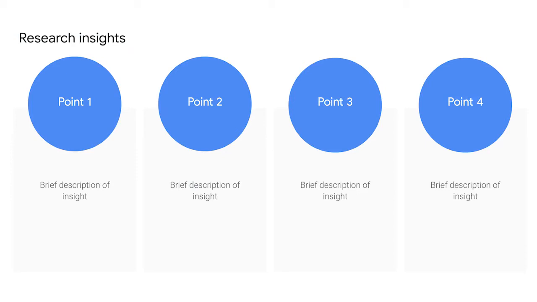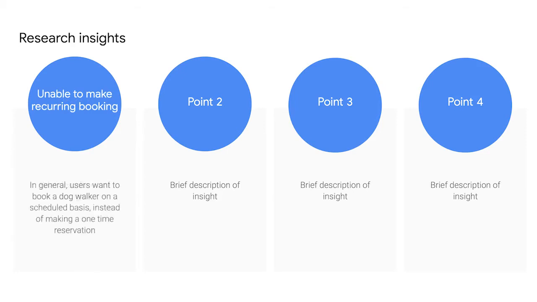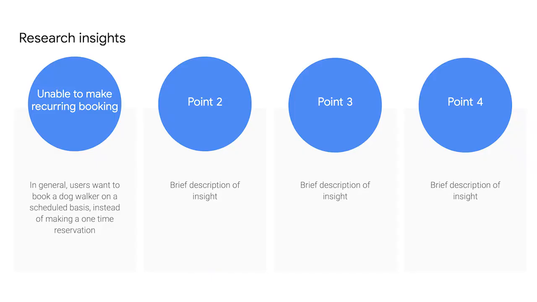Inside the circle, I'll type, unable to make recurring booking. For the brief description, I'll add, in general, users want to book a dog walker on a scheduled basis instead of making a one-time reservation. When you create your presentation, you should fill out all of the circles here with each of your insights. You will often have 3 to 5 strong insights, so we have spaces for 4 insights in this template.